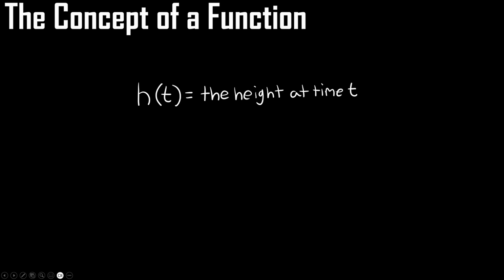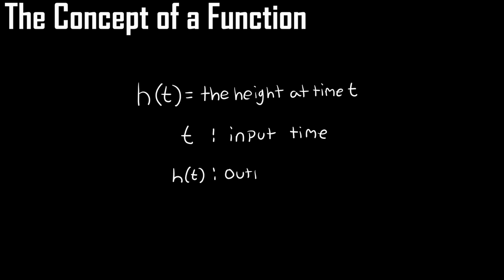For each value of t, we get exactly one h of t. That is, we get one input and one output. So our input will be t, the time, and our output will be h of t, which is the height.